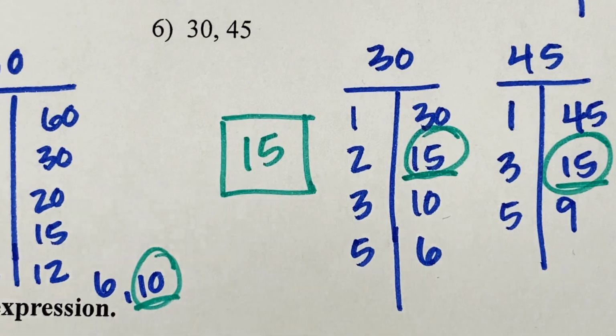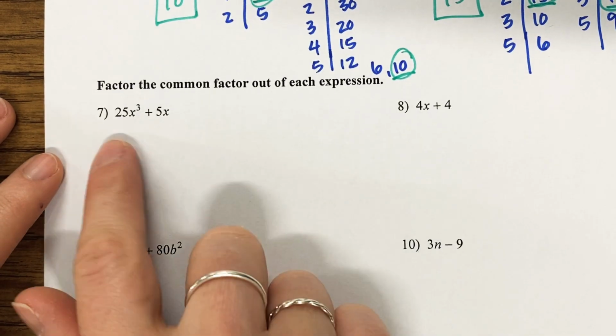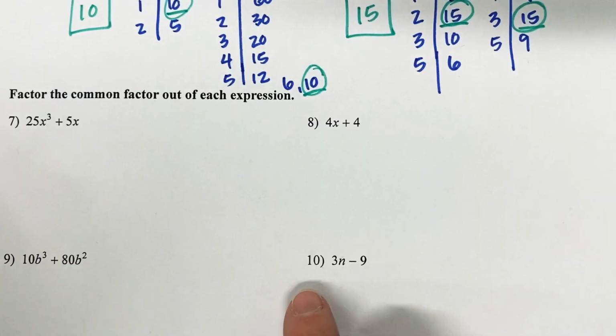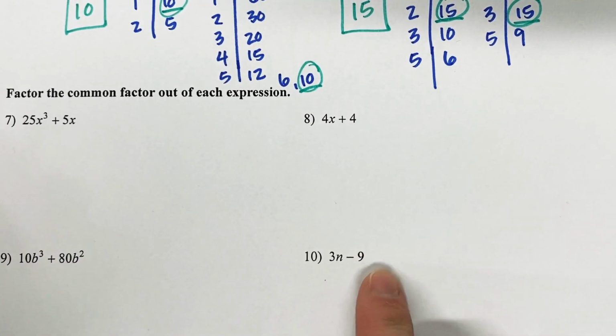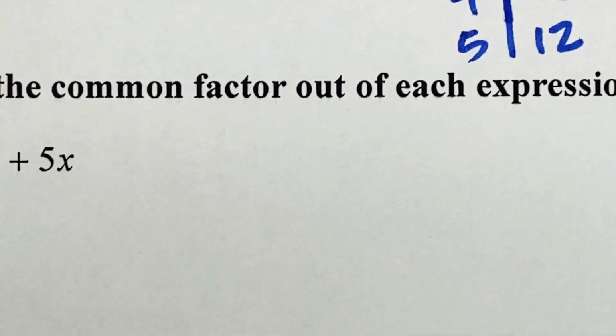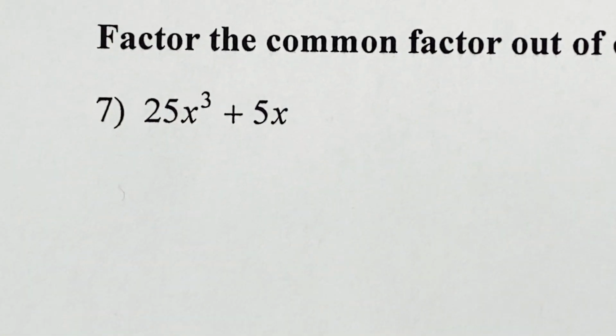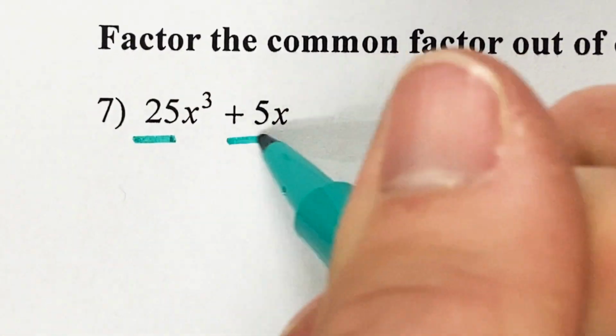Okay, awesome. Well, now let's use this to factor some binomials. Binomials just means two terms, right? So here are some binomials. Let's go ahead and factor them out. The first thing we want to look at are the coefficients. We're just going to look at the numbers in front.